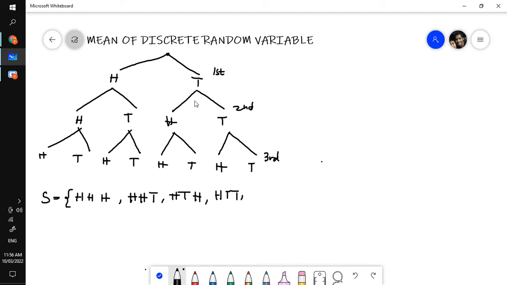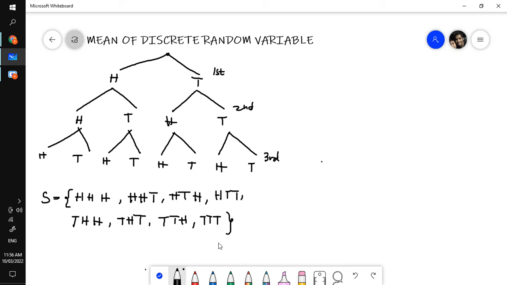And let's move on to the other branch. We have tail, head. So let's write down tail, head, head. Okay. And we have tail, head, tail. And lastly, we have tail, tail, tail. Okay, so this is our set of possible outcomes.